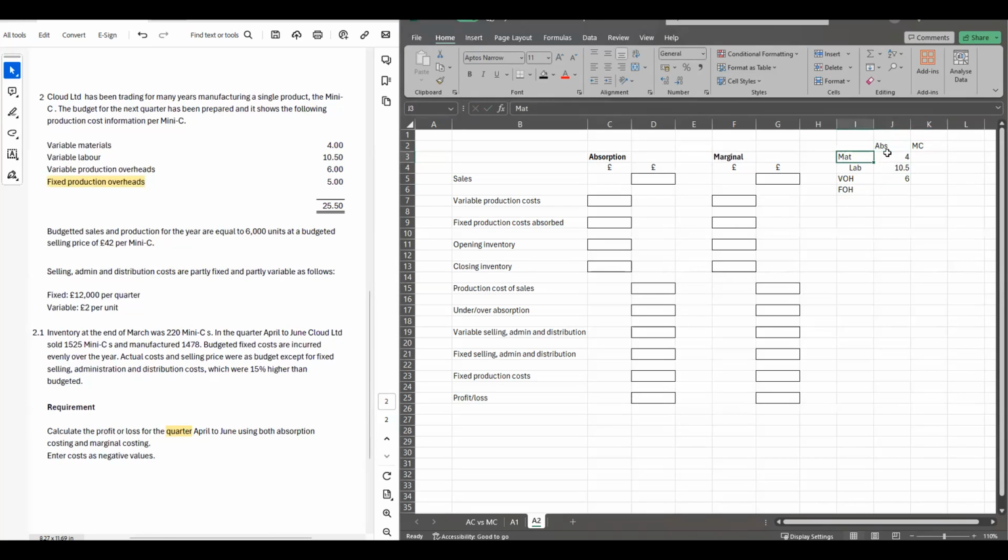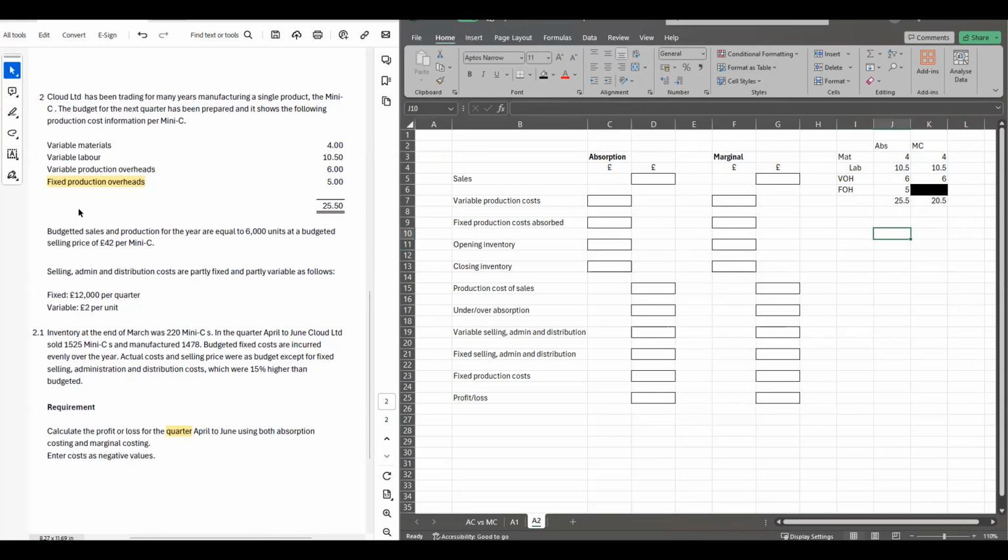And then we know, like we said, this is going to be the same for marginal costing, and that's where things will stop for marginal costing. So the per unit cost for marginal costing is £20.50. The only difference for absorption costing is we're going to include that fixed overhead absorbed.